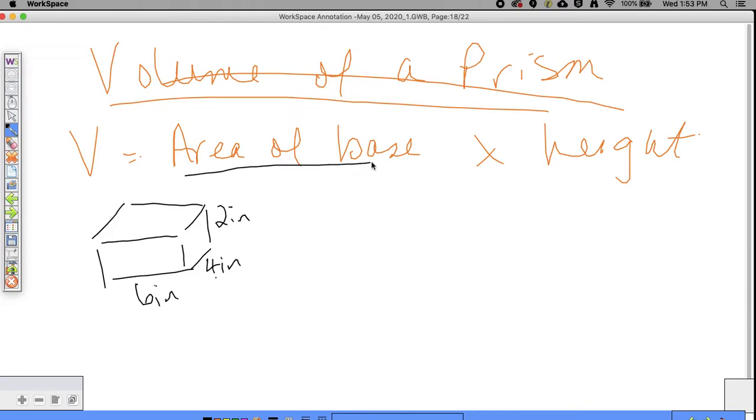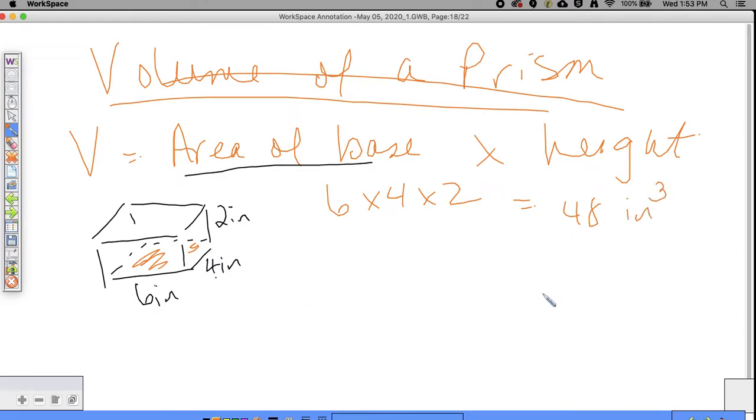The area of the base is 6 by 4, right? Because that's the base right there. I'm going to assume that that's my base. So the area of the base is 6 by 4 times your height, which is 2. So this is going to be 6 by 4 by 2. And that is going to equal 48 cubic inches.